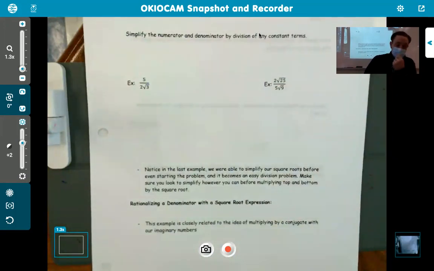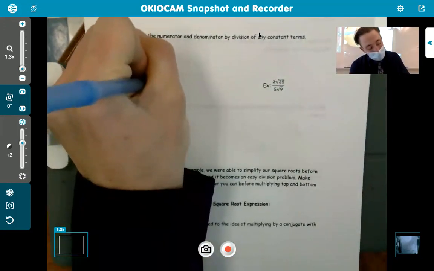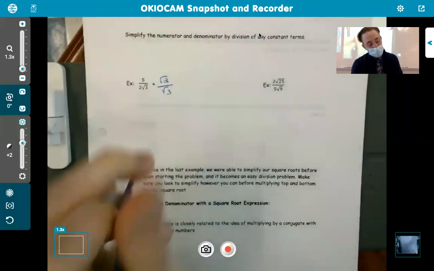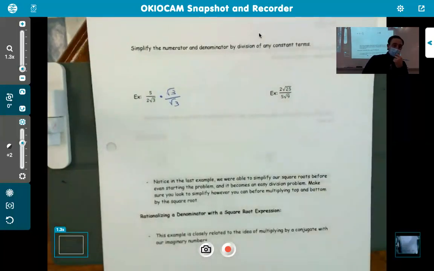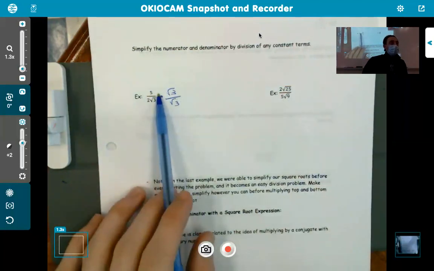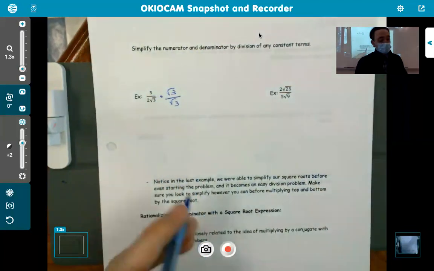I have 5 divided by 2 root 3. Given what we just did, what should I multiply the numerator and denominator by to start simplifying? What's that? Square root of 3. Okay. Multiply top and bottom by the square root of 3. Well, what's 5 times root 3 going to give me? 5 root 3.